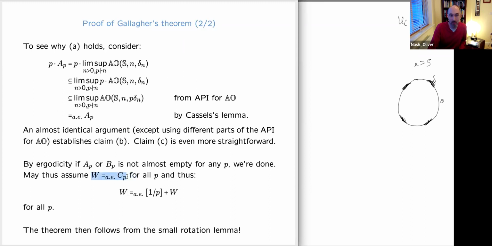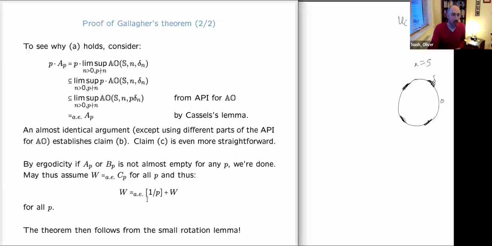W is almost equal to CP, but CP is invariant under adding 1 over P, but that's true for all CP. So W is invariant under this. But then the small rotation lemma says, oh, hang on, in that case, you must be almost everything or almost nothing. Okay, so I haven't timed this perfectly, but that's a sense of how you get Gallagher's theorem.